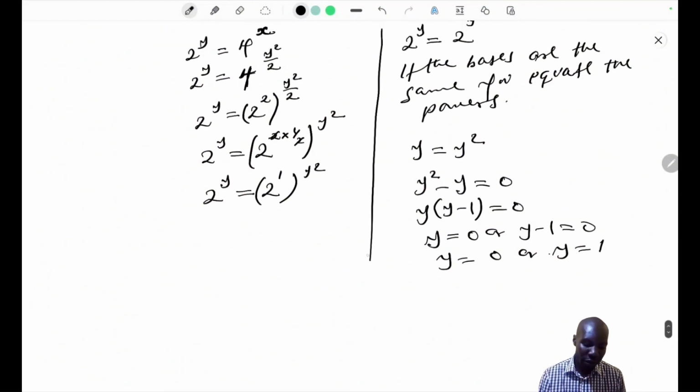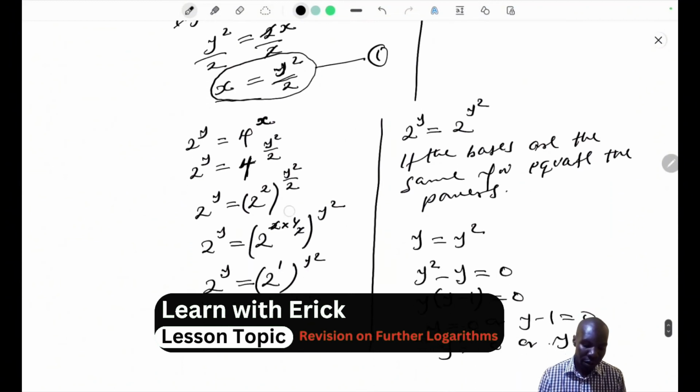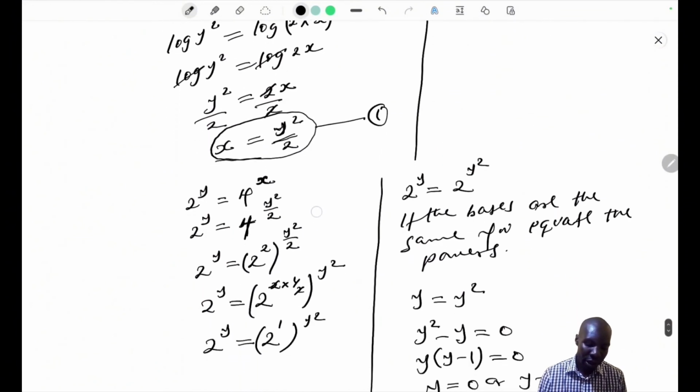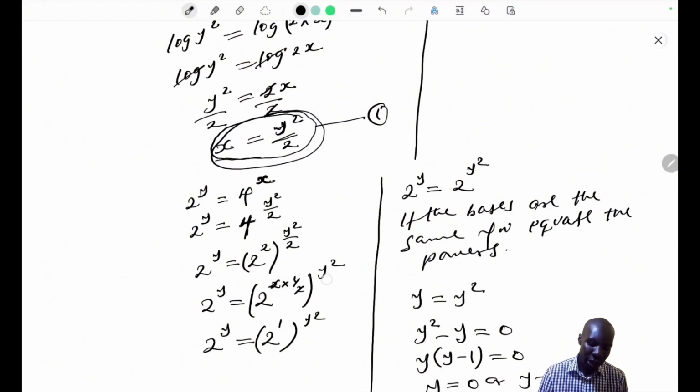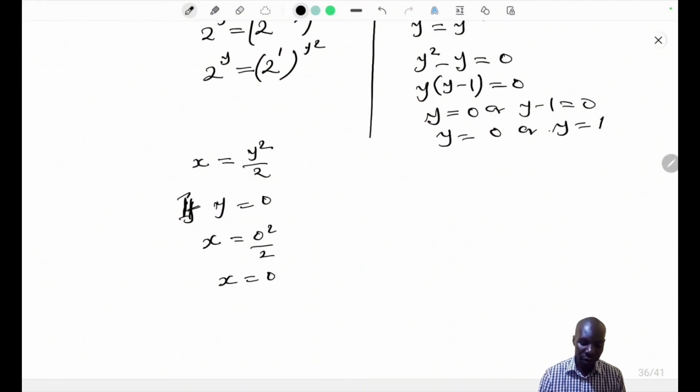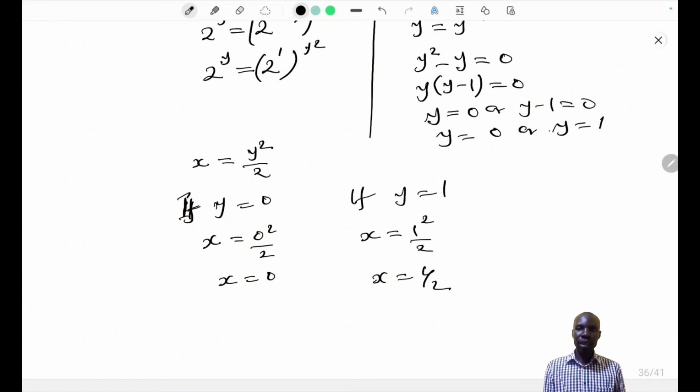And what was our x? Remember, x was given as y squared over 2. So if y is equal to 0, x will be equal to 0 squared over 2, which is the same as 0. And if y is equal to 1, x will be equal to 1 squared over 2, x will be equal to a half. That is the value for that.